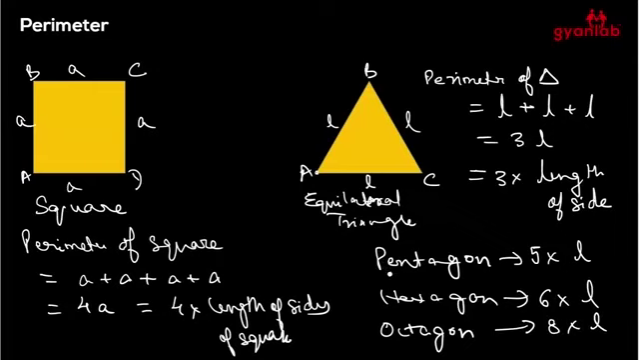So if you have a regular figure such as the square, an equilateral triangle, a pentagon, a hexagon, or an octagon, the perimeter is always going to be the number of sides into length of each side.